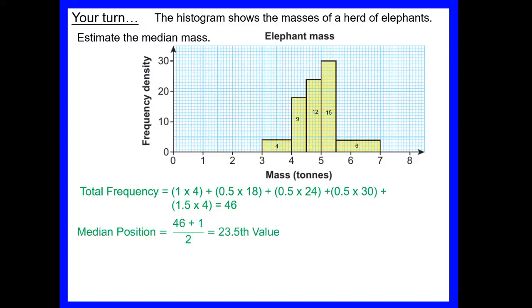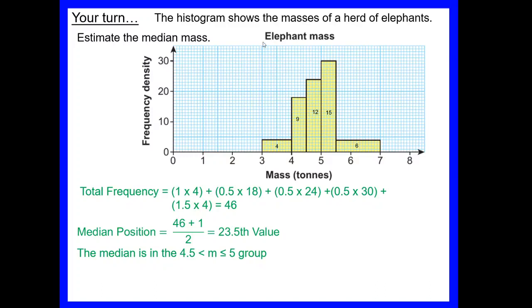So we do our median formula. 46 plus 1 divided by 2 means I need the 23.5th elephant along. So I count along using my cumulative frequency. I've got 4 here. 4 plus 9 means I've got 13 up to the edge of here. 13 plus 12 means there's 25 up to the end of this bar. So 23.5 must be in this bar somewhere. That bar is from 4.5 up to 5. So that's the group that our median is in.